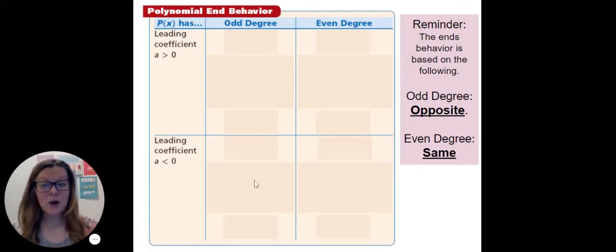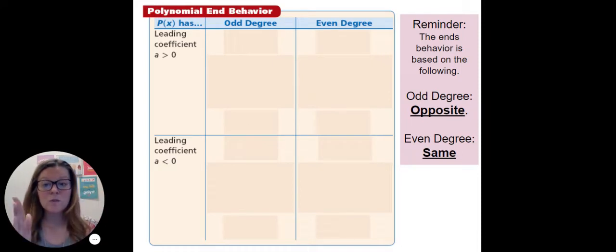All right, so now that we know how to write the end behavior, now we're going to put all the pieces of the puzzle together and figure out what's happening with each polynomial based on the degree and based on the leading coefficient. So a reminder that the ends of our polynomial graphs are going to be determined by the odd degree. So if it's an odd degree, they're going to point in opposite directions. And if it's the same degree, they're pointing in the same direction.